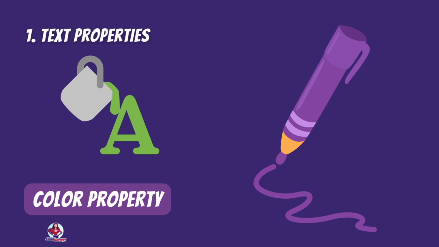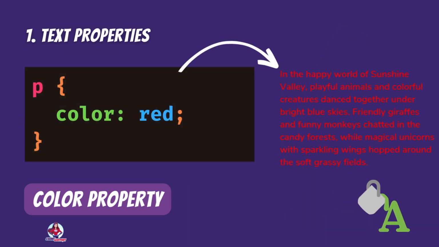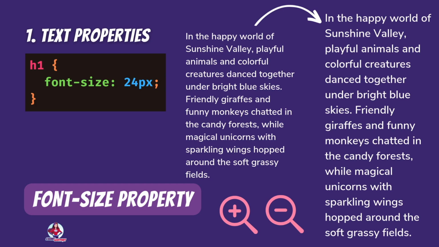This is like picking a pen with a specific ink color to write with. You can use color names, hex code, or RGB values. For example, we can change the color of a paragraph to red. Next is font size. This is where we adjust the size of our text, like using a zoom button in Microsoft Word. We can use different units like pixels or percentages. For instance, we can make a heading 24 pixels large.